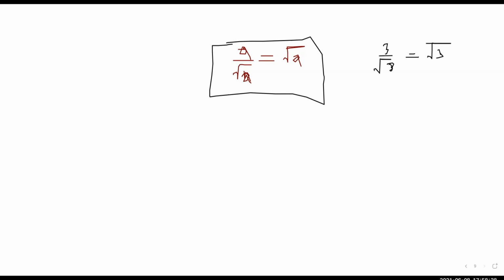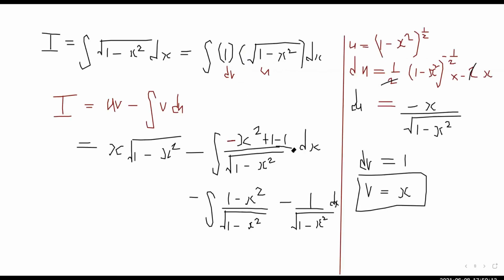Now you can ask me why. So why do we want to get it in this form? Because if you're integrating something of this form, U substitution will not work. But if you can reduce it from a over root a to root a, then you can integrate the root a part easier. If you have 1 minus x squared over the square root of 1 minus x squared, that looks hard to integrate. But if we divide and just write the integral of the square root of 1 minus x squared, that can be easier.